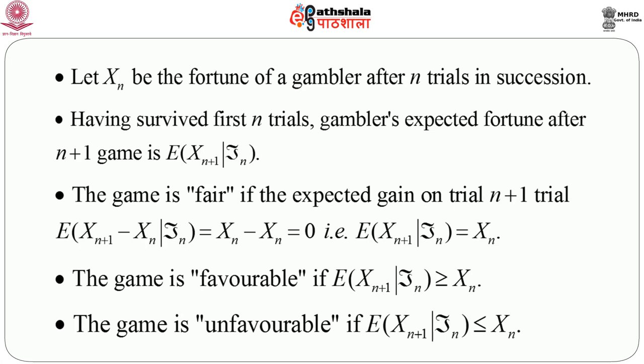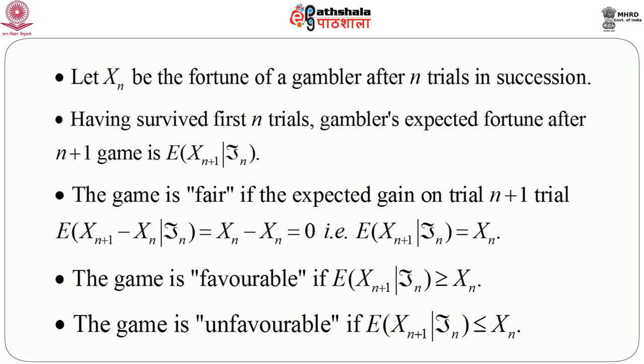Now we say that the game is favorable to the gambler if the expected fortune is greater than Xn, that means the game is favorable if the expectation of Xn+1 given Fn is greater than or equal to Xn, and it is unfavorable to the gambler naturally if the expectation of Xn+1 given Fn is less than or equal to Xn.